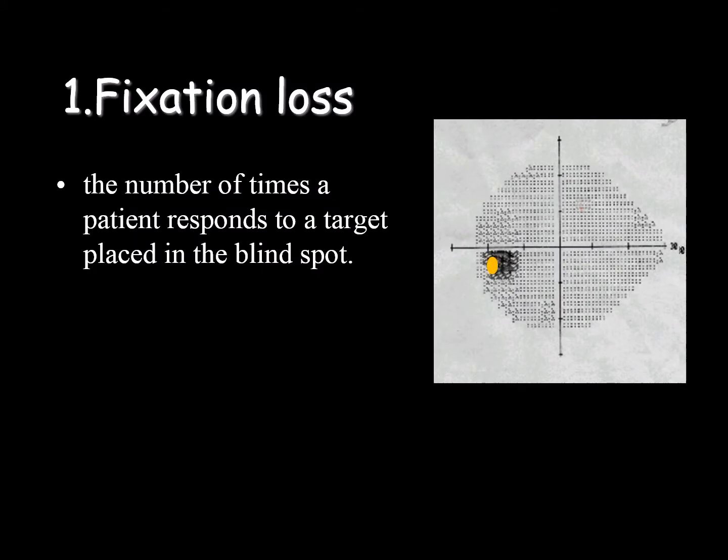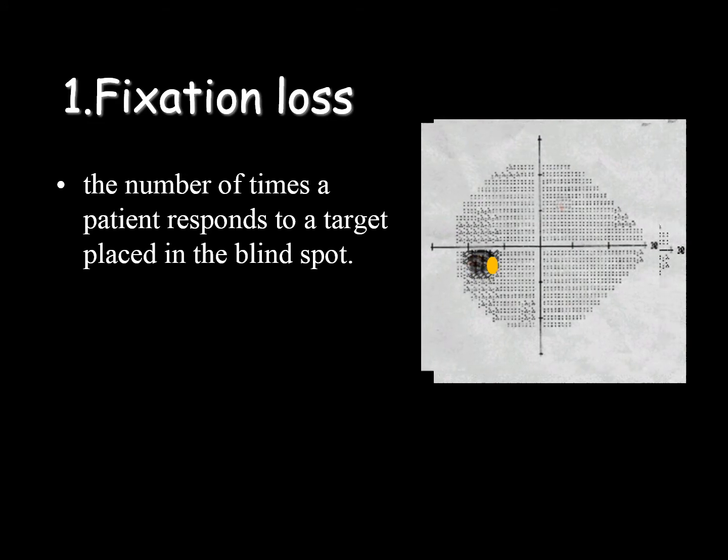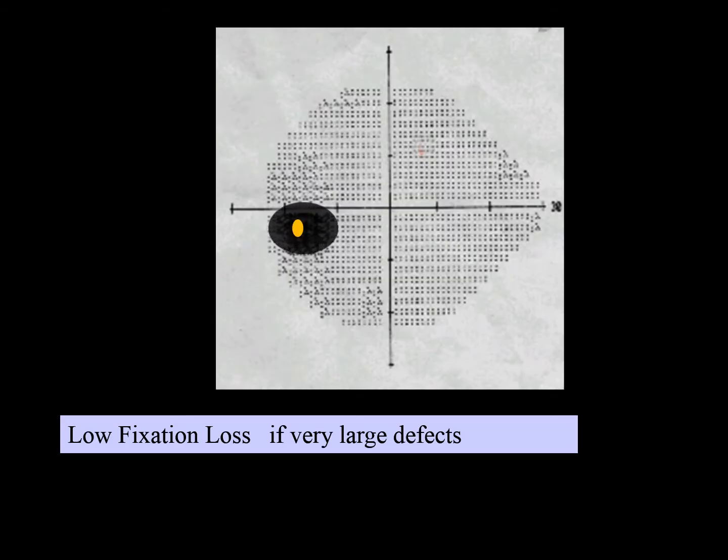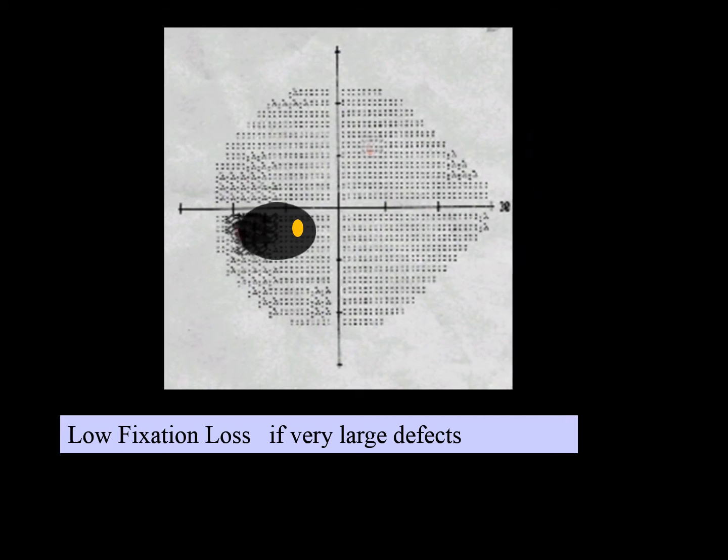Fixation losses: through the test, every now and then a stimulus is directed in the blind spot and the patient should not see it. But if the patient does not fix correctly, then the stimulus will fall in a seeing area and the patient will answer that he sees it. In case of enlargement of the blind spot, the patient can still move his eye and will give an answer that he does not see it.